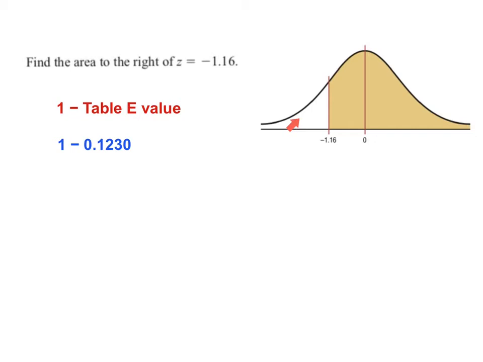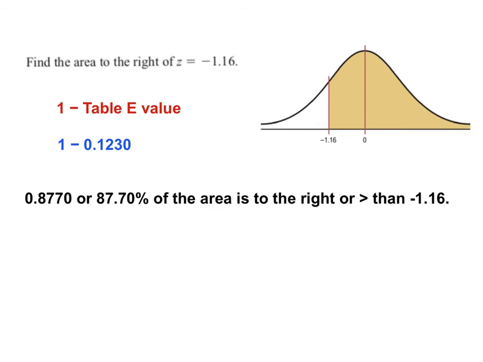So again, because the area to the left is what they give us, we're looking up negative 1.1 on the left, 0.06 on the top. Let me write that in just in case. Negative 1.1 on the left and 0.06 on the top. That's how you're looking it up in the table. Then when I subtract that from 1, I get 0.8770, or 87.70% is to the right, or greater than. If they put it in probability form, it would be that way.